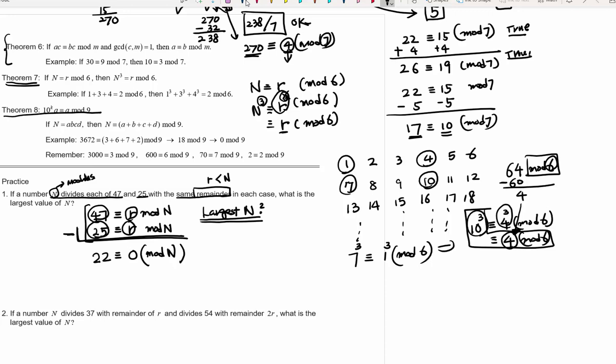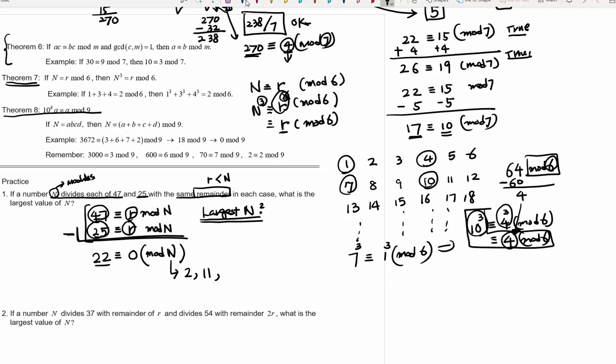What that means? When 22 is divided by n, the remainder is zero. There are many numbers over here, right? To make the remainder zero, one doesn't work. So when you divide 22 by 2, the remainder is zero. The next one is 11: when you divide by 11, the remainder is zero, right?